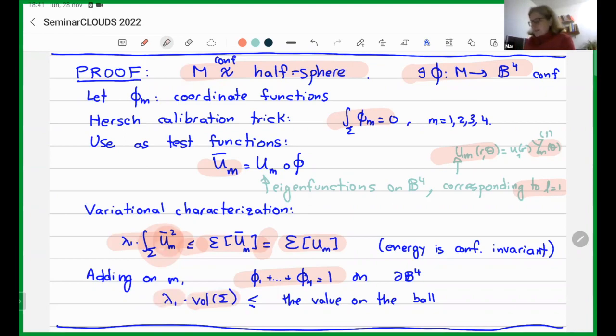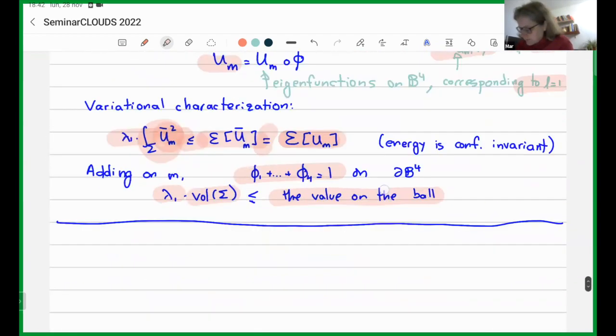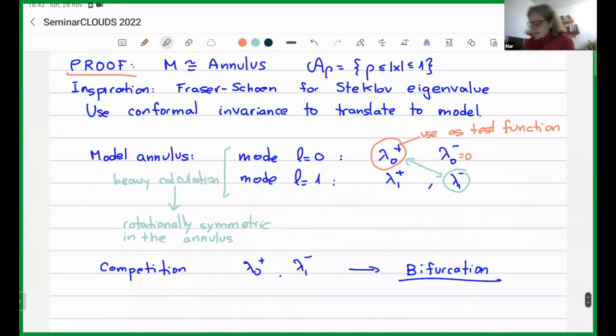And now I didn't write down the number that comes on the right-hand side, but basically, because you are working on the ball model, you can calculate explicitly what happens in the ball model. So that's the end of the proof if you are conformally equivalent to a half sphere. Yes, okay, map your manifold to a ball, use the eigenfunctions on the ball, and come back. That's not too difficult.